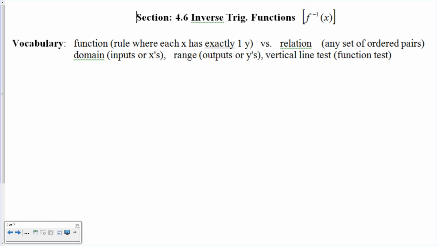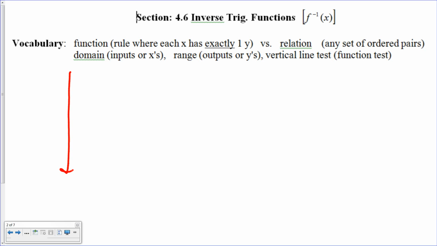So the first thing that we want to know is, what is a function? Because we're talking about inverse trig functions. A function is where each x has exactly one y, and a relation is any set of ordered pairs. The domain, as we talked before, is inputs or x's, range are outputs or y's, and then you have a vertical line test.